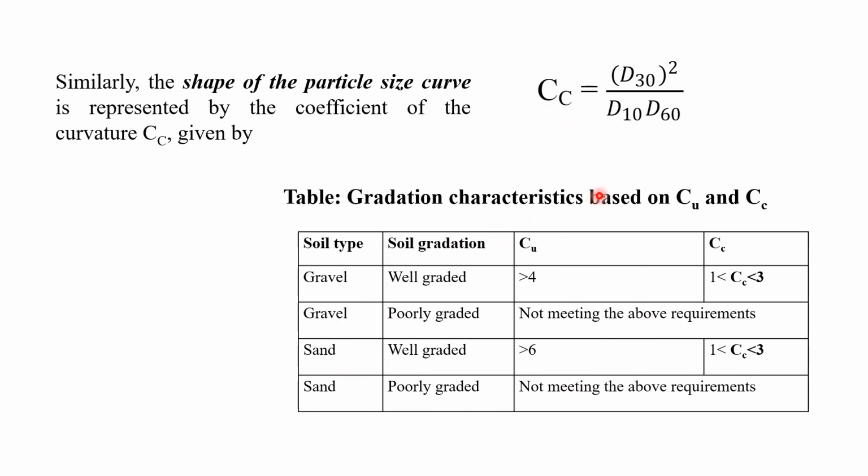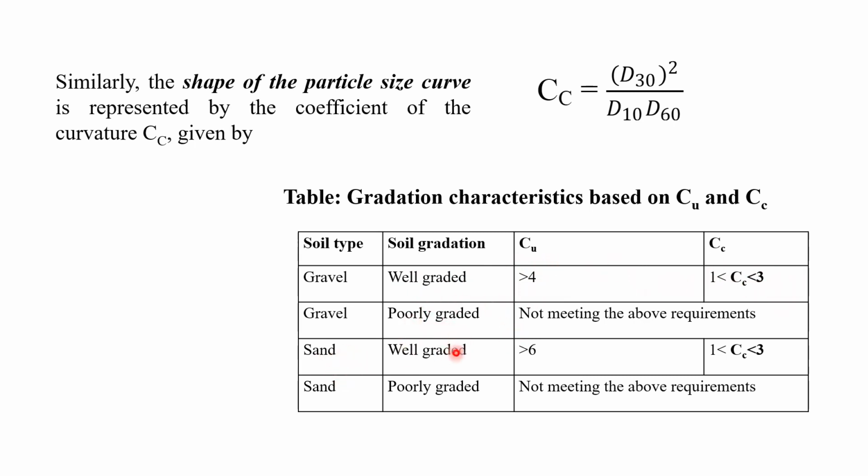In that case, we draw the graph between particle size and percent finer. Once you get the graph, from it we find the values of Cu and Cc. You can see here, in the case of gravel, if after calculation with the formula you get Cu greater than 4, and Cc, the coefficient of curvature, between 1 and 3, then we can say the gravel sample collected from the field is well graded. If this condition is not met, we can say it is poorly graded.